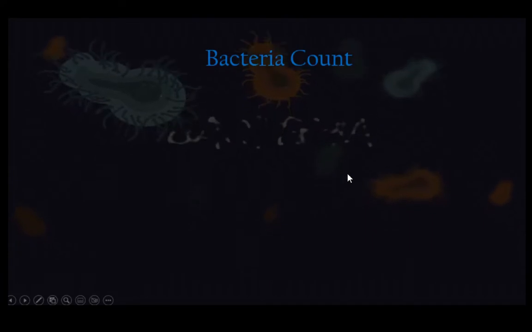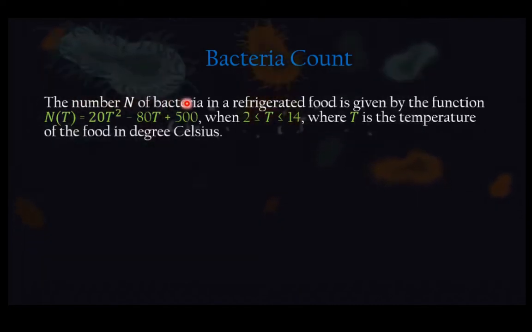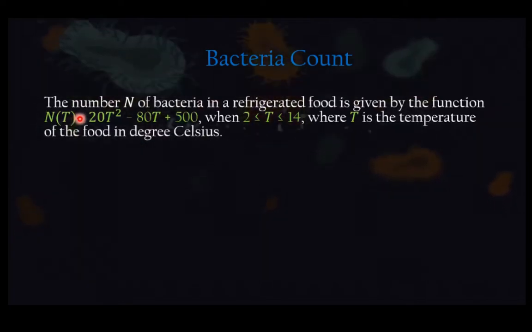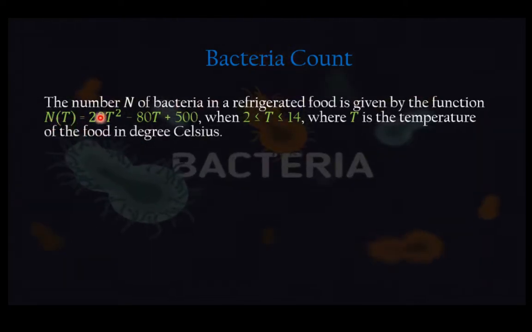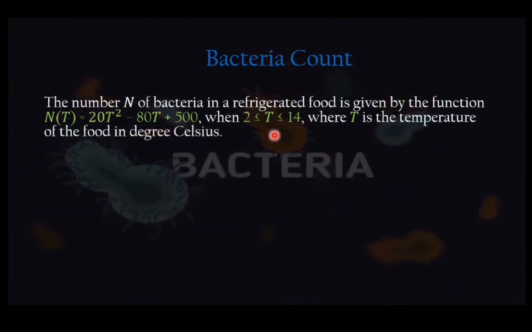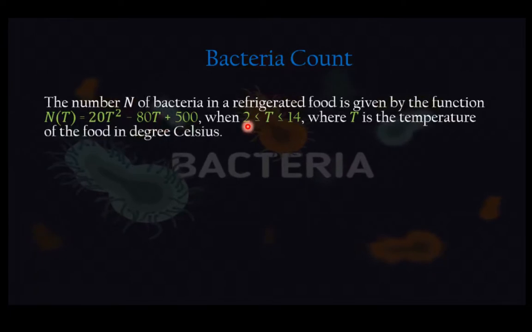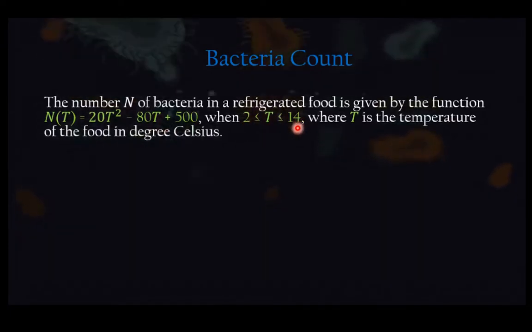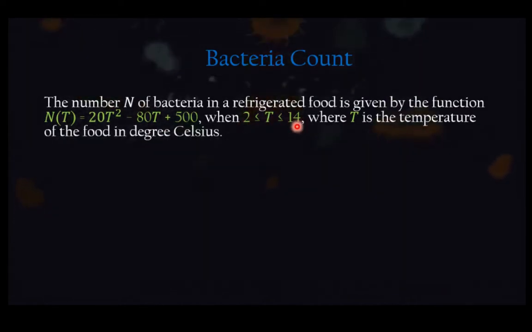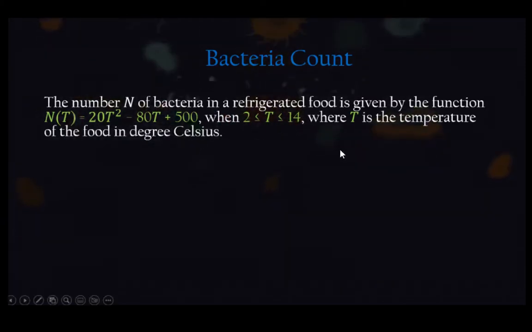So in this case, I have here the bacteria count. The problem would be the number N of bacteria in a refrigerated food is given by the function N of T, N is the number of bacteria, equals 20T squared minus 80T plus 500 when the T, which is the temperature, is greater than or equal to 2 but less than or equal to 14. So it's in between, or kasama si 2 and 14, no? Between 2 or hanggang 14 lang. So N represents the number of bacteria in this case.